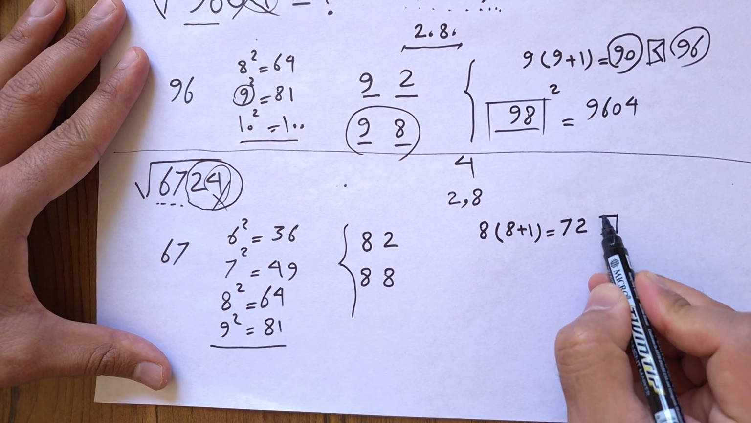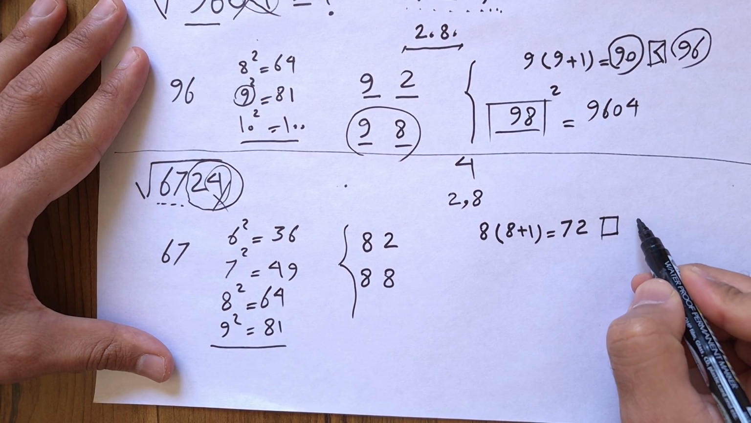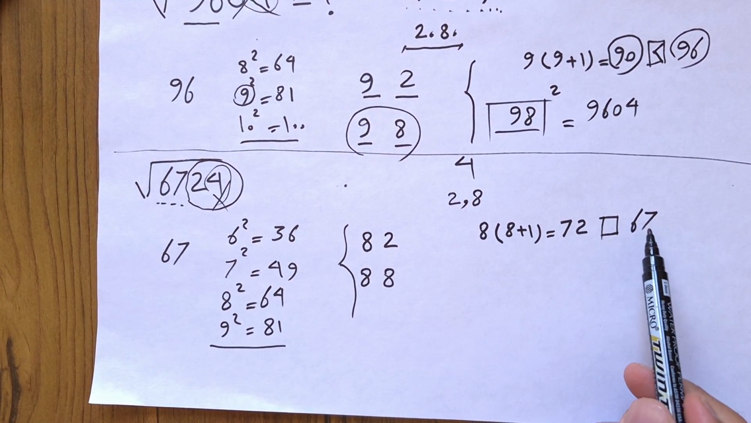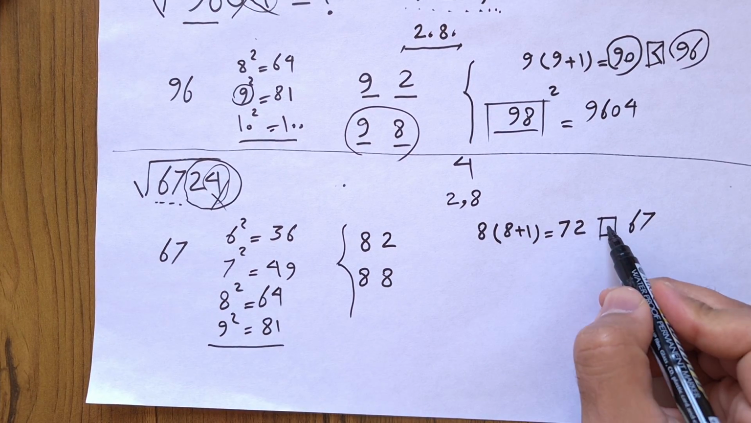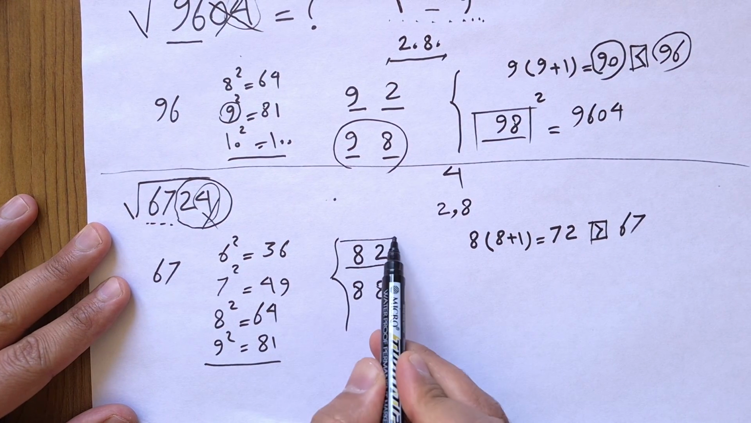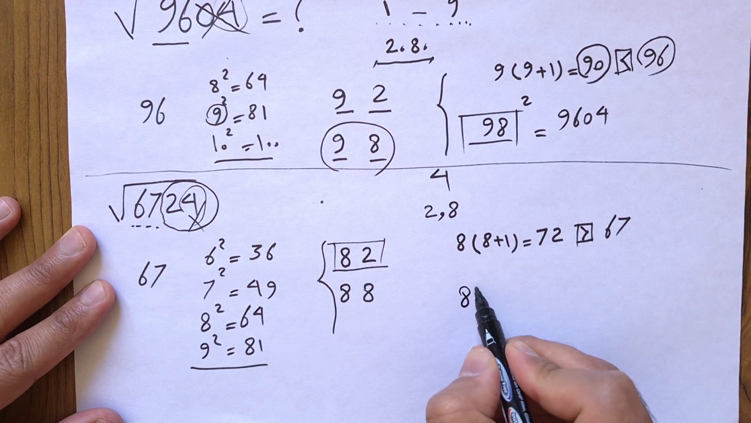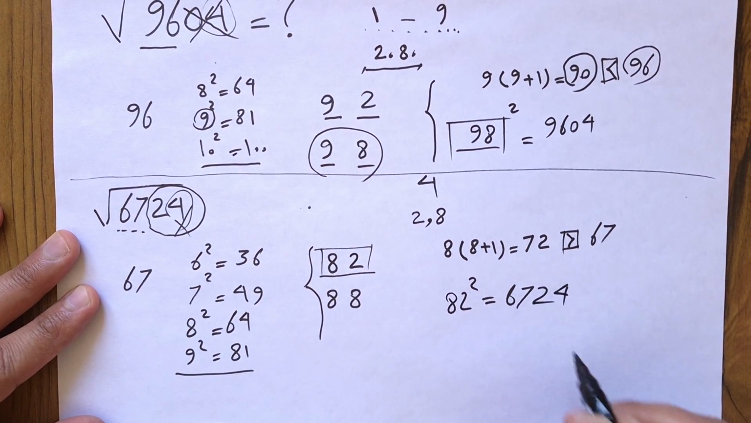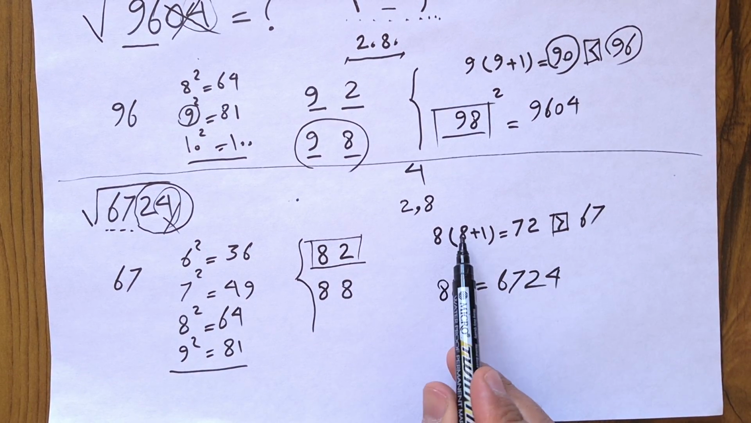Now compare 72 with the first 2 digits of our original number. So 72 compared with 67. Which one is bigger? Or let's compare from 67's point of view. So 67 is smaller than 72. In other words, we should go with the smaller number. That's going to be 82. So 82 squared equals 6724, because 67 is smaller than 8 times 9.